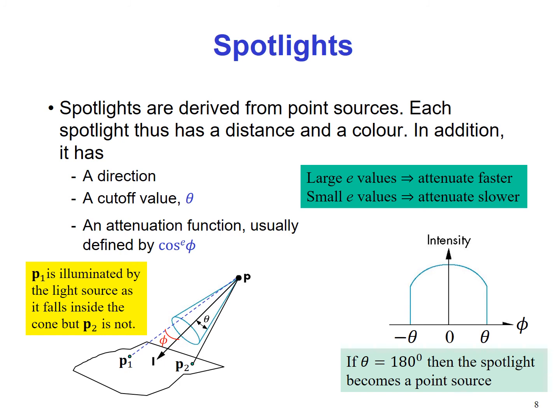Spotlights are derived from point sources. Each spotlight thus has a position and a color. In addition, it has a direction and a cutoff angle theta. Notice here that beyond theta, there will be no spotlight, and it also has an attenuation function usually defined by cos phi raised to the power e, where phi varies from 0 to theta. All points that are within this cone would be illuminated, and all points that are outside this cone, such as P2, will have no intensity. And of course, if we set theta equal to 180 degrees, then this spotlight just becomes a point light source. Larger values of e will cause faster attenuation.